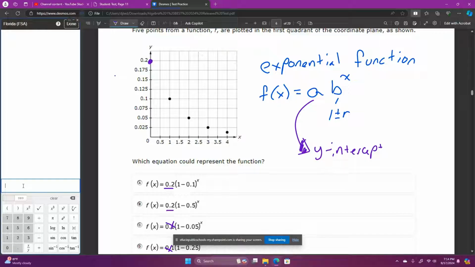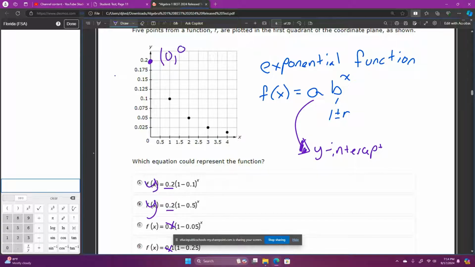When I think about a function, right, we have our x and our f of x. I think about that like y. So if I plug in some ordered pairs here, right, for x, when x is 0, y is 0.2. We need that to be a point on the graph. When x is 1, we need y to be 0.1. When x is 2, we need y to be 0.05 or 5/100, 1/10, 2/10.